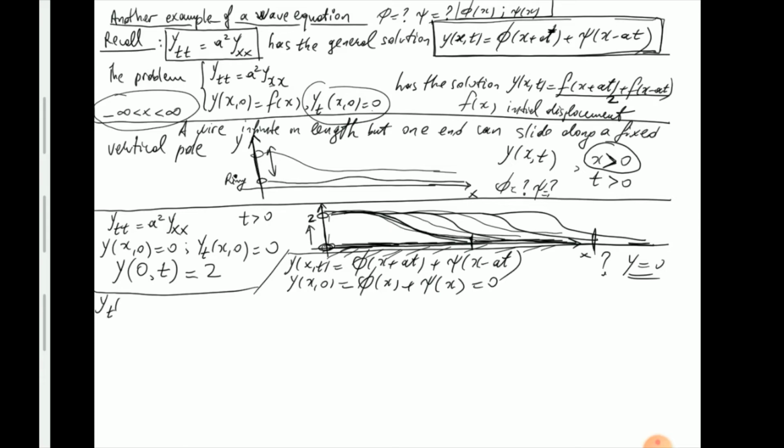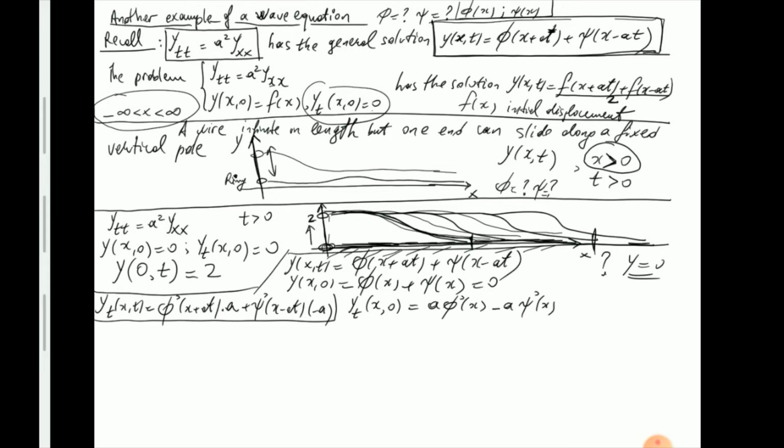So y_t of x, t, using the chain rule, that's going to be phi prime of x plus at times a, and then plus psi prime of x minus at times minus a. All right, so let's keep this in mind. And now let's replace t with 0. And this becomes a times phi prime of x minus a times psi prime of x. And this should be also 0 because we have initial velocity 0.